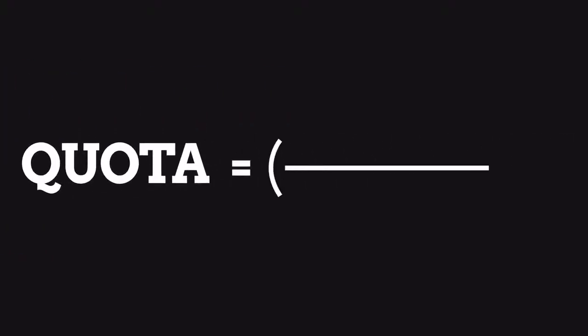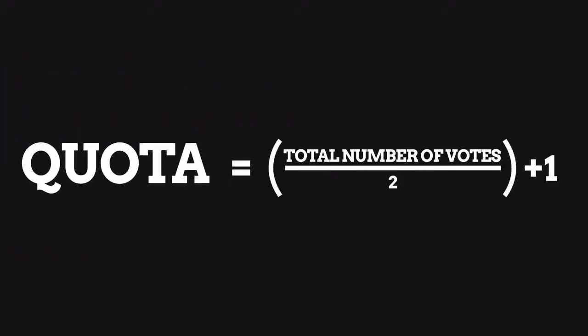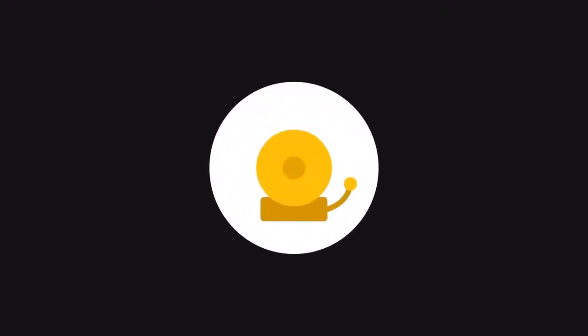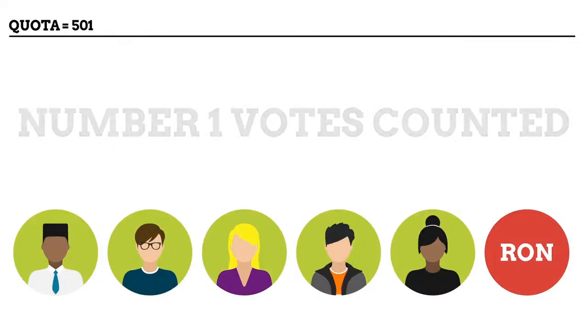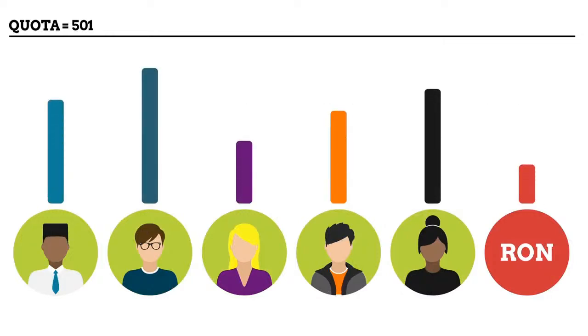To win, a candidate must reach quota, which is the total number of votes divided by 2 plus 1. In our election, there have been 1,000 votes, so quota is 501. The votes are counted in rounds. In round 1, we count the number of number 1 votes that all candidates have received. We can see here that Jim is the most popular candidate with 400 votes, but no candidate has reached the quota of 501. As no candidate has reached quota, we now eliminate the least popular candidate. In this case, this is Ron, who only got 125 votes.